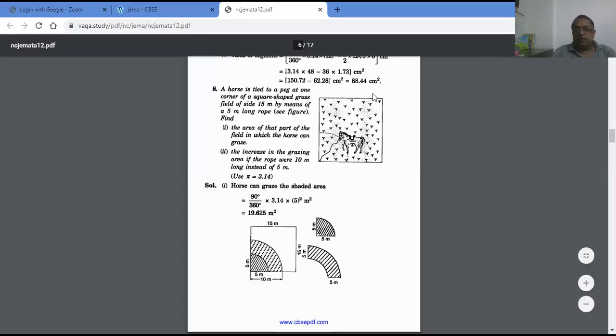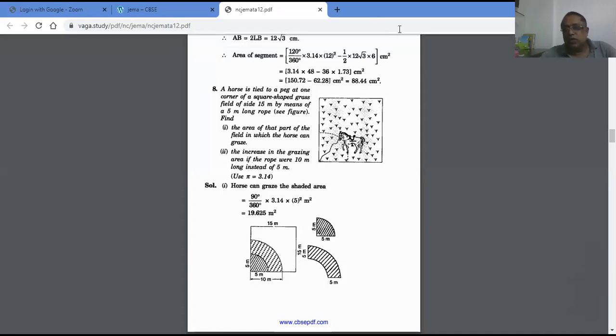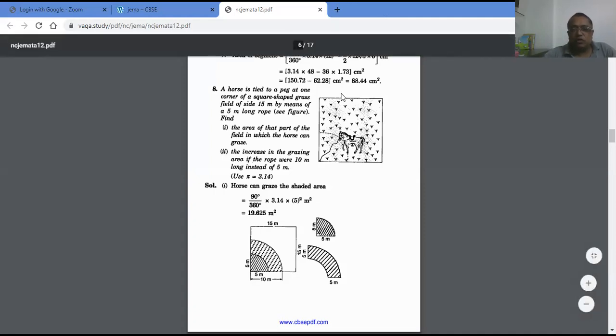So question number 8, areas related to circles. Question number 8, what is the question? Now the question says that a horse is tied at a peg at one corner of a square shaped grass field. The side of the square is 15 by 15. Okay, it's a square of side 15, so all sides are 15.